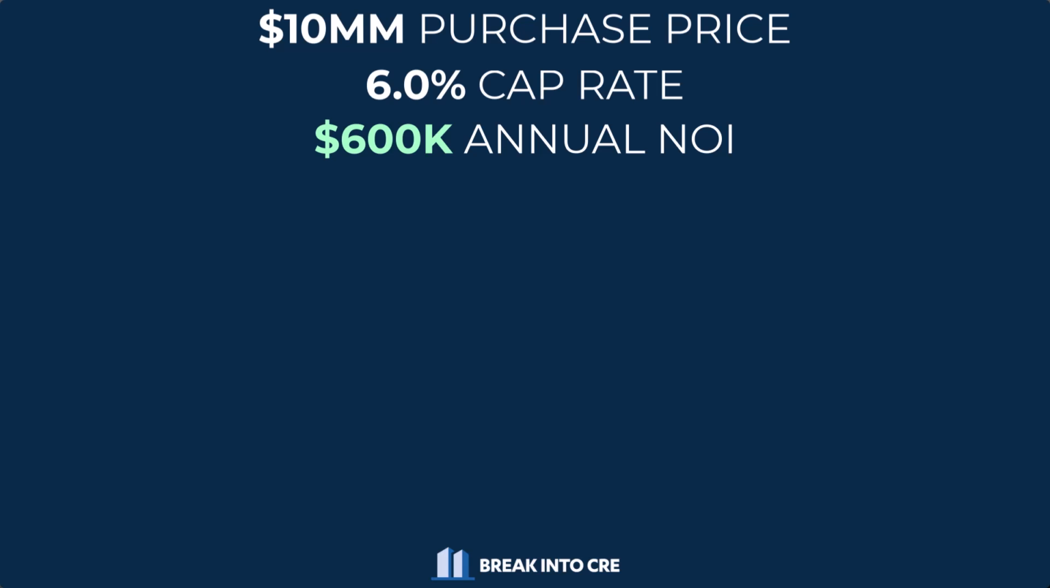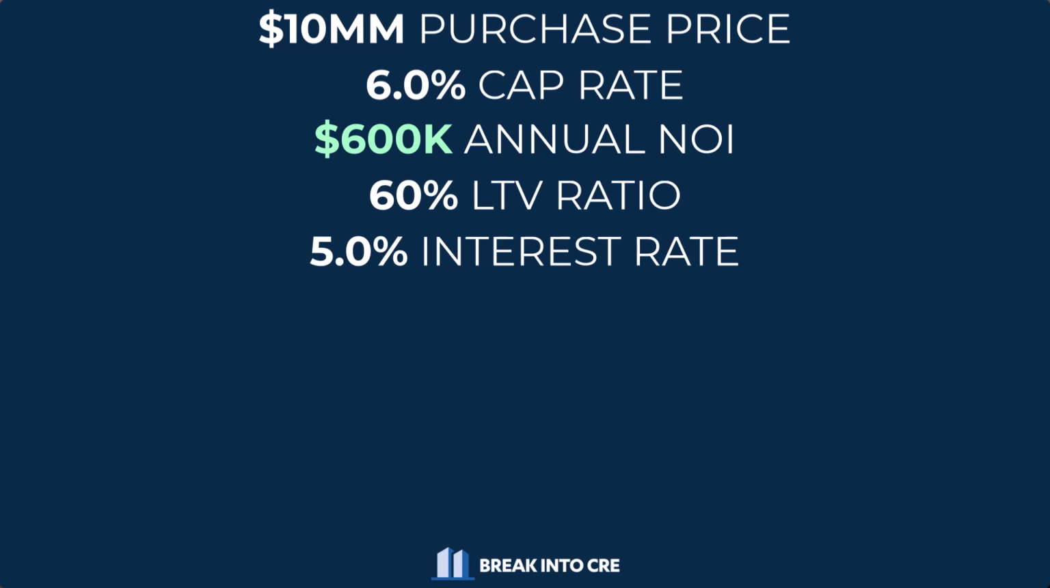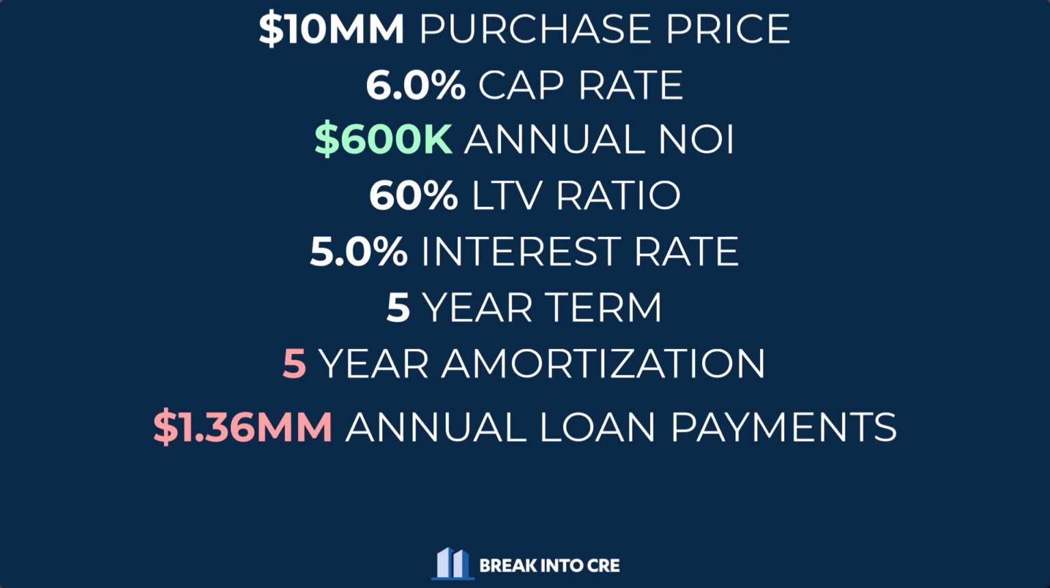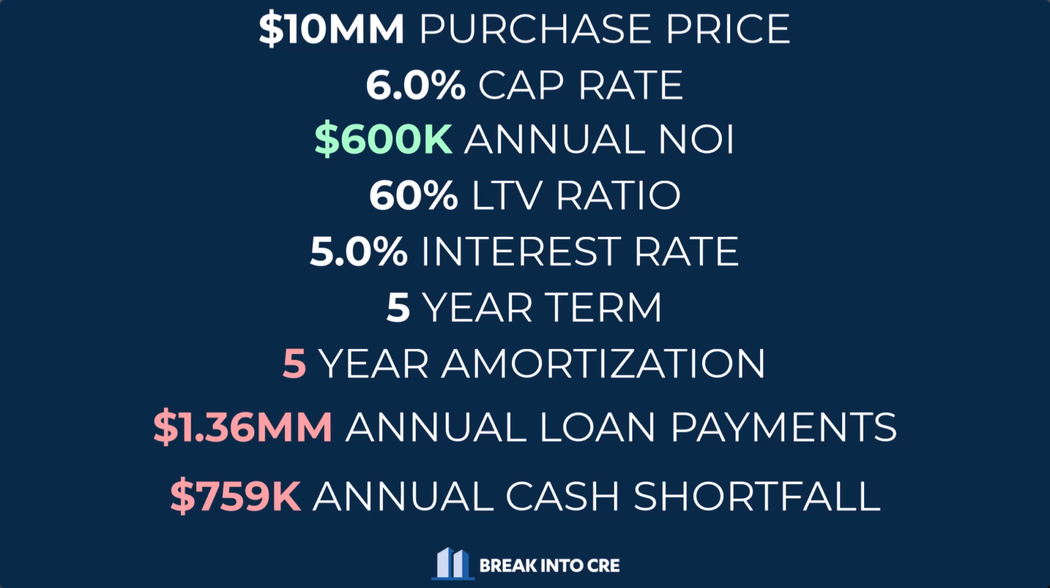But if that same deal is financed at a conservative 60% LTV ratio at a 5% interest rate with a 5-year term and a matching 5-year amortization period, this would result in over $1.35 million of annual loan payments that need to be made each and every year and a $750,000 shortfall that needs to be paid by investors on the deal.